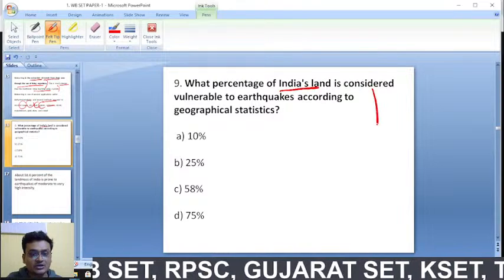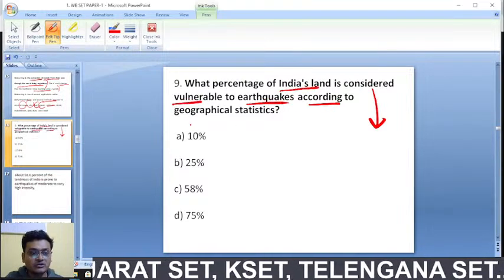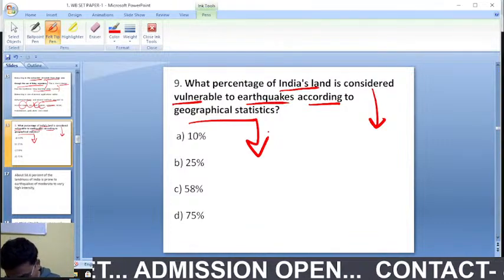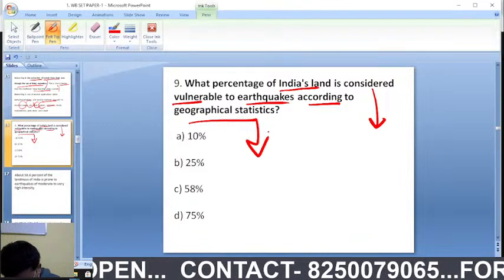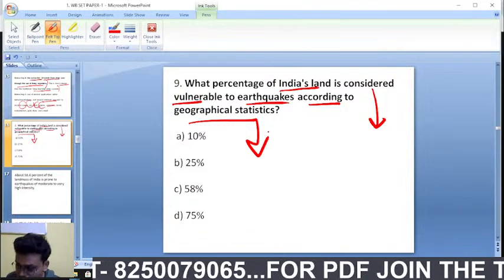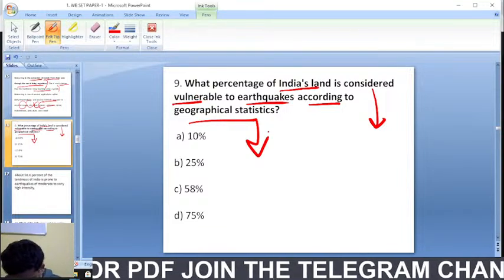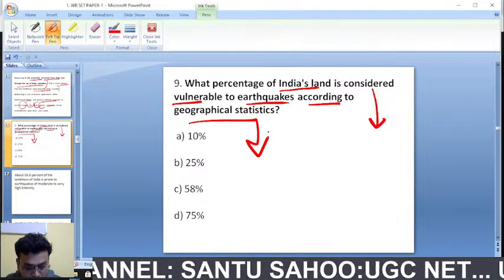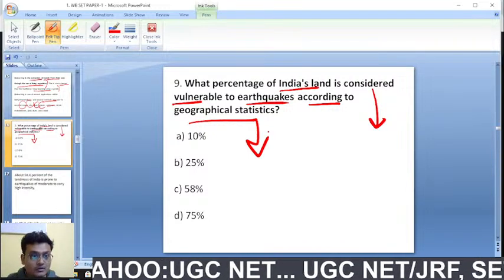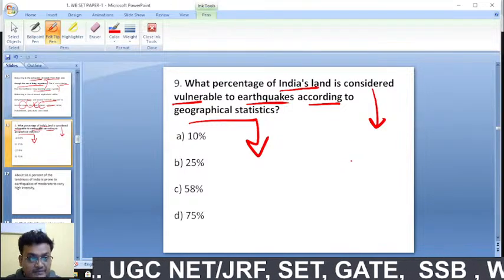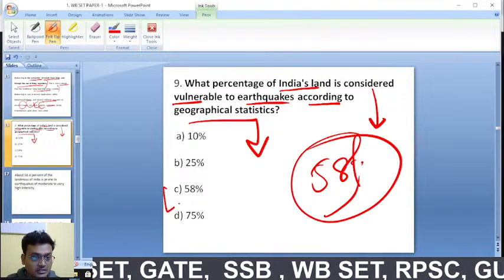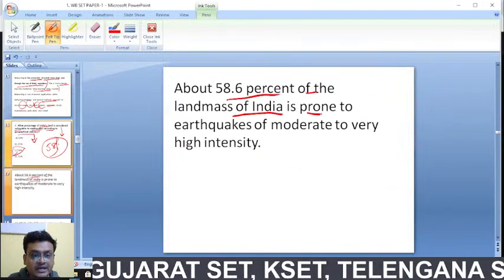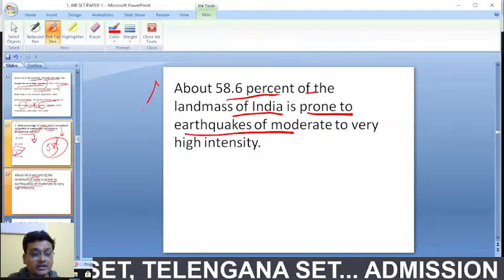What percentage of India's land is considered vulnerable to earthquakes according to geographical statistics? It is 58%. Remember that, it is 58%. About 58.6% of the landmass of India is vulnerable to earthquakes of moderate to very high intensity.